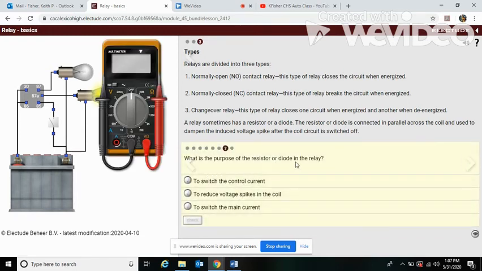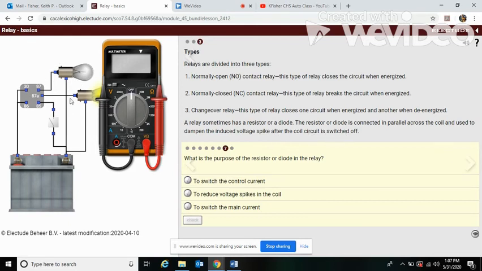What is the purpose of the resistor or diode? Okay, again, the resistor or diode is connected in parallel across the coil and used to dampen the induced voltage spike after the coil circuit is switched off.